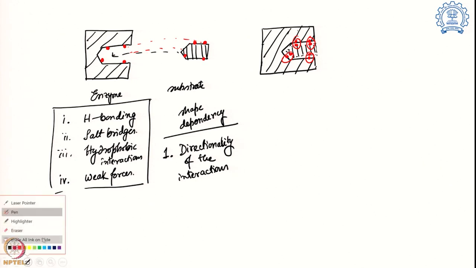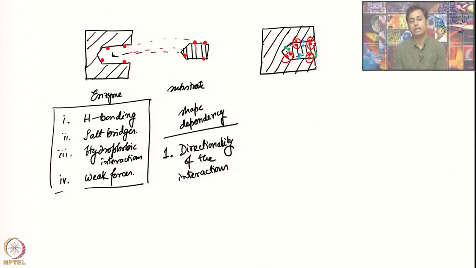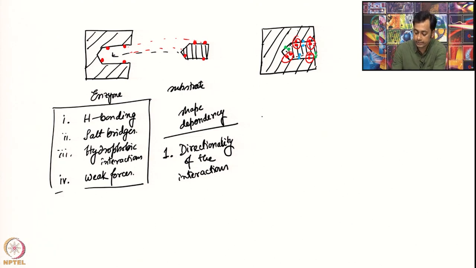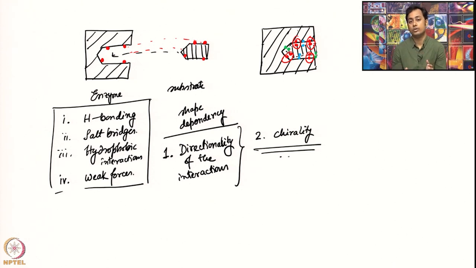And this system can go forward even for salt bridges or say hydrophobic interactions. So all these different kinds of interactions are possible. All those together come here and ensure that the molecule goes in a particular direction. With respect to the directionality of the interactions, the other thing coming into the picture is the chirality. That also defines how your molecule is going to interact through this lock and key mechanism.